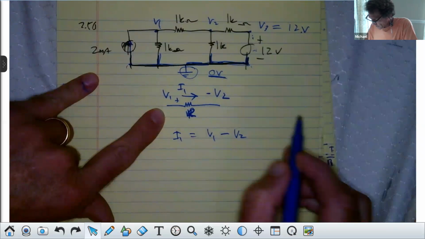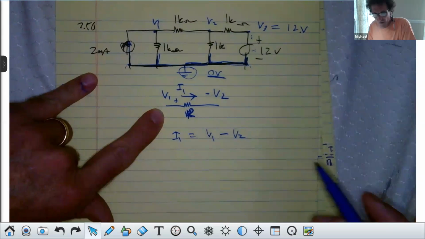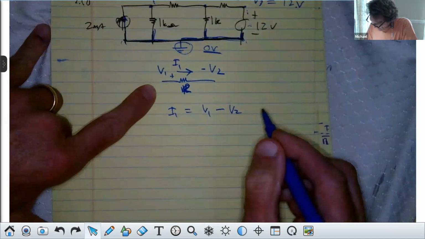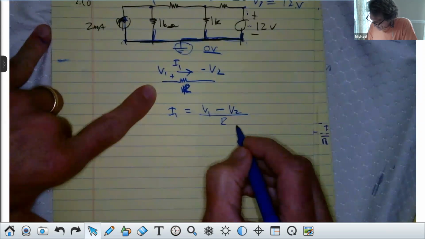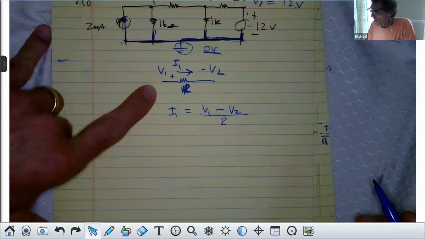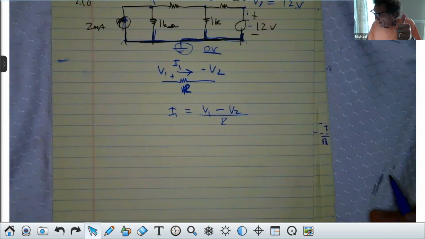We know these voltages are measured with respect to the ground, though, don't we, class? And then divided by the resistance. Do you all see that? Give me a thumbs up if you do. I'm trying to just make sure that y'all can hear me and see me.